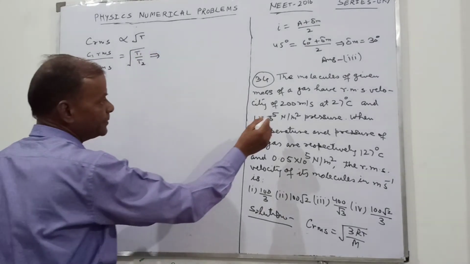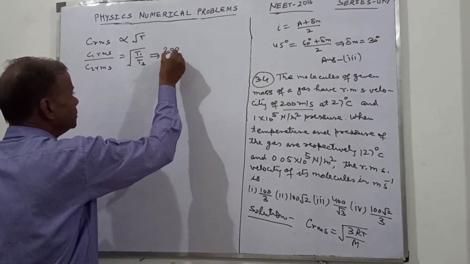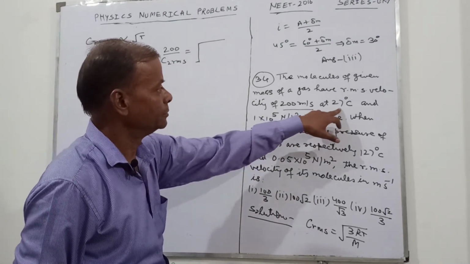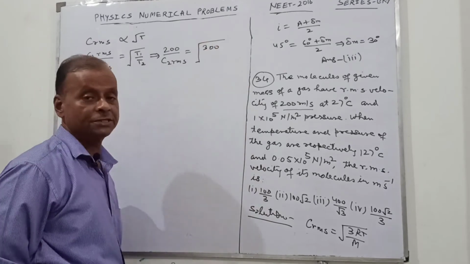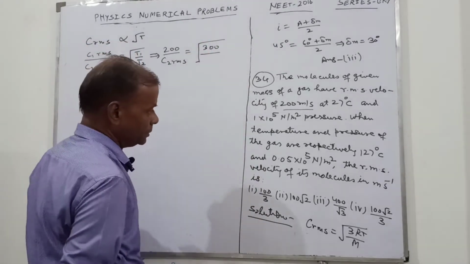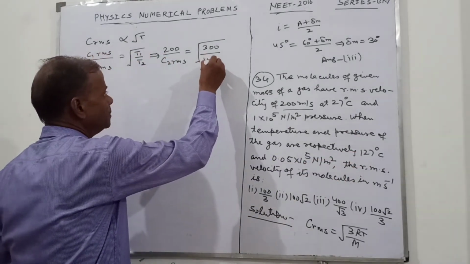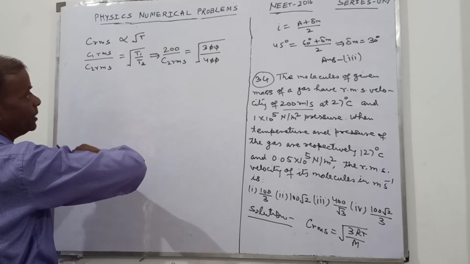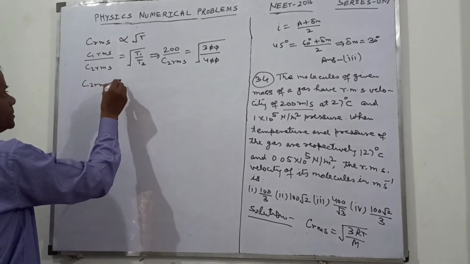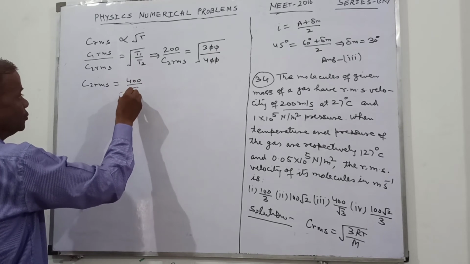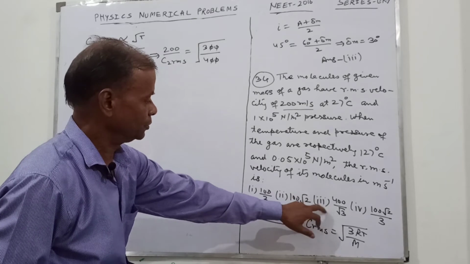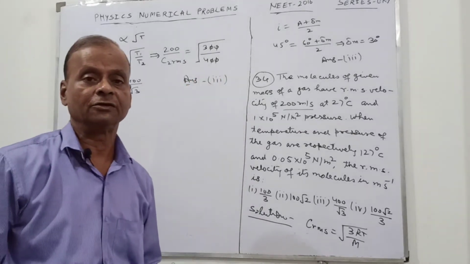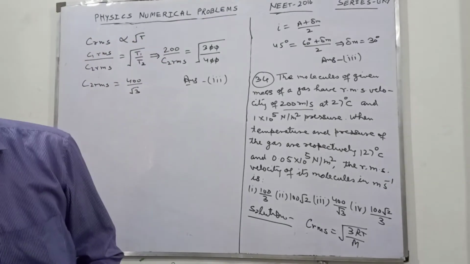So what we have, C1 RMS is given to be 200. This is now your C2 RMS equal to square root of T1, 27, so this is now your 300, which we have to convert in Kelvin, upon T2, which is given as 127, so this is now 400. So this will cancel. So now you have square root of 3 upon 4 multiplied by 200, so C2 RMS is equal to 400 upon root 3. This is the right answer. So now third, we have the answer. Third. This is now right. This is a direct application of the RMS value of the velocity of the gas.